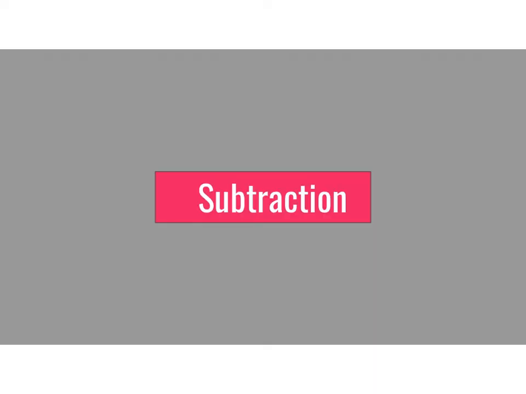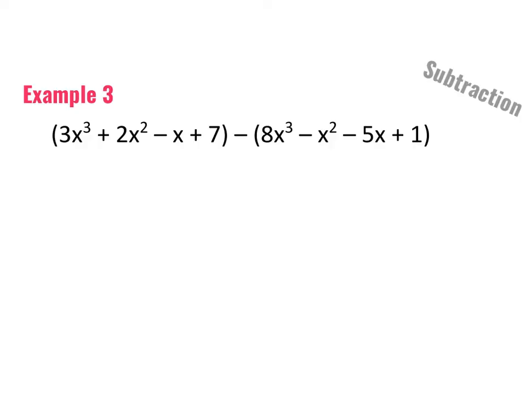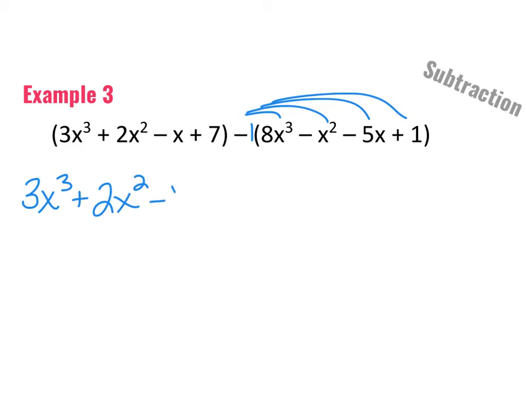Subtraction works very similarly. There's just one extra step. So notice again, I have a minus sign. So I can recopy this first one without parentheses, but the second one, I'm going to have to do something a little extra special here. I need to remember that there is a negative 1 as a coefficient. So I'm actually going to distribute this negative 1. So I'm just going to recopy the 3x to the third plus 2x squared minus x plus 7. Now I'll have negative 1 times 8x cubed would be minus 8x cubed plus x squared plus 5x minus 1.